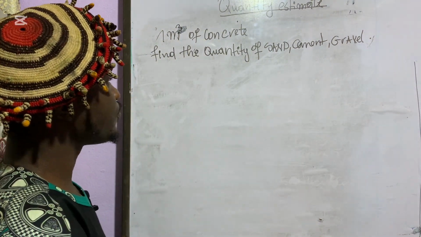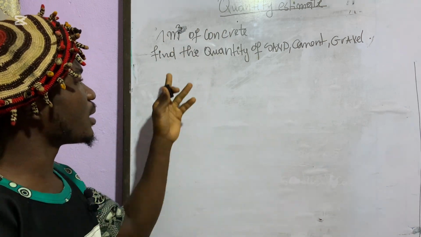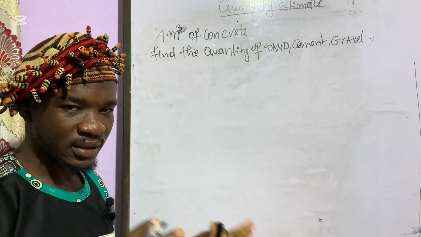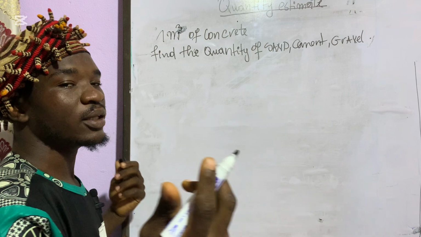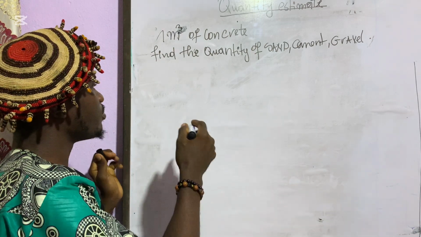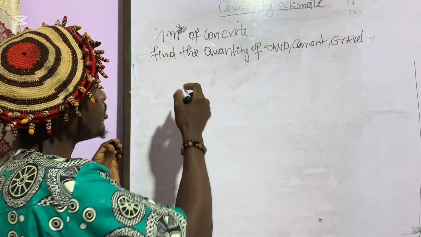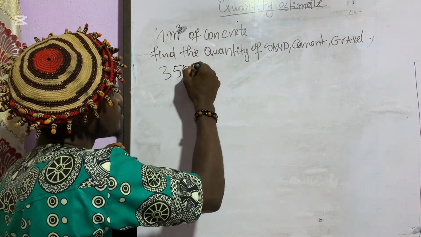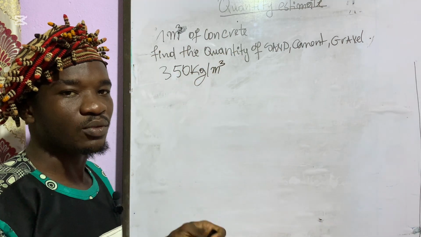Okay, so we have 1 meter cube of concrete, and we are asked to get the quantity of sand, gravel, and cement. The first thing that we have to know is the dosage of our concrete. For example, if we know that our dosage is maybe 350 kilogram, these are the kind of data that we need to know.